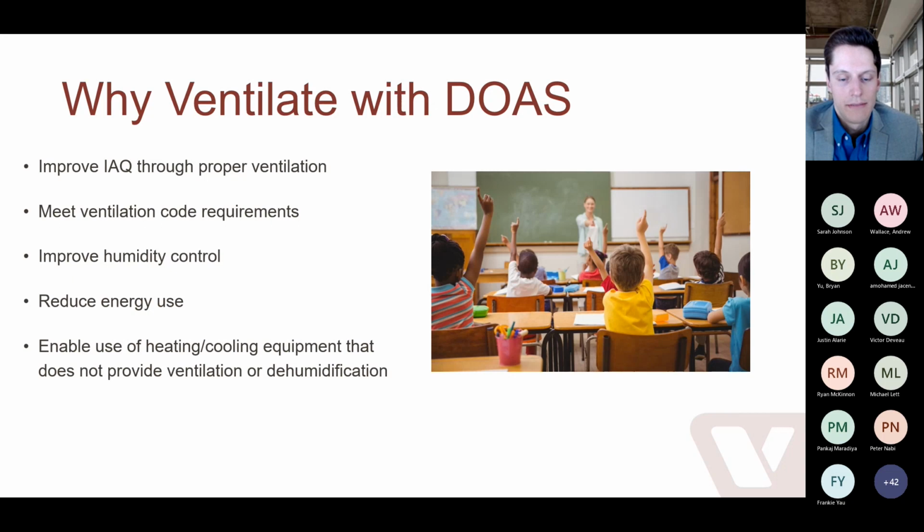And then it allows you to do some interesting design things like pair it with certain systems that really don't have a dedicated outside air delivery system. So for example, VRF, chilled beams, right? So it allows you to pair it with those technologies and still meet the ventilation requirements of that space. And so a lot of different advantages for using a DOAS unit.